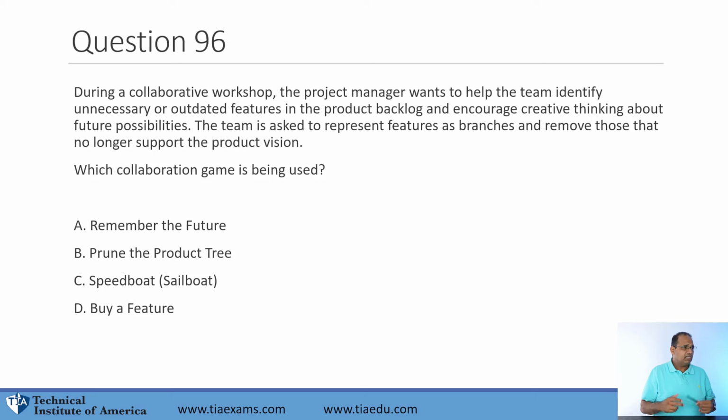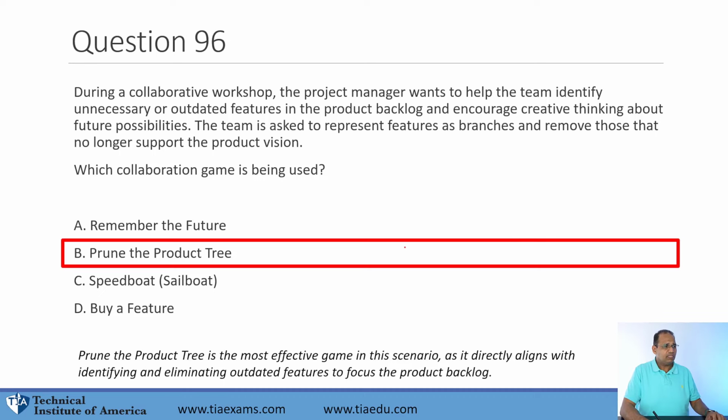Question. During a collaborative workshop, the project manager wants to help the team identify unnecessary or outdated features in the product backlog and encourage creative thinking about future possibilities. The team is asked to present features as branches and remove those that no longer support the vision. What are we doing here? Well, what we're doing here is we are pruning the product tree.